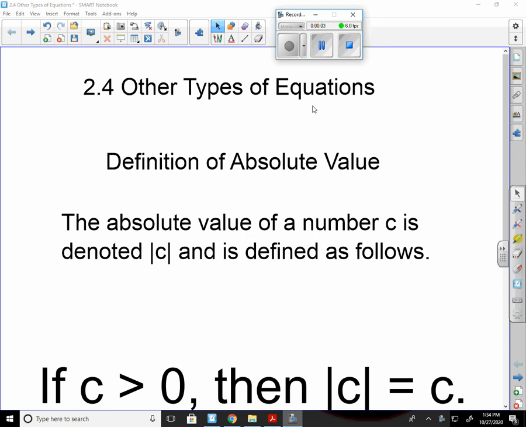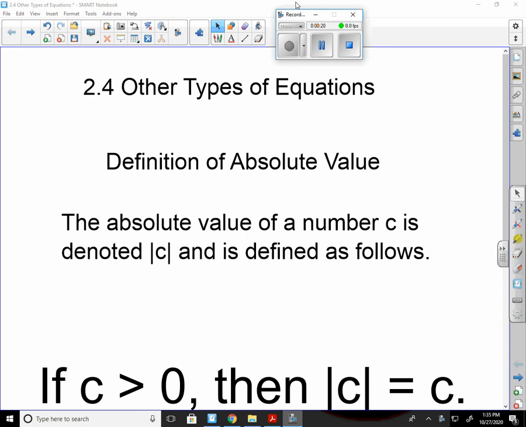Today we're moving on to section 2.4, other types of equations. Section 2.3 is just a lot of applications. It's a lot of word problems, and they can be pretty difficult. Plus, they're really tedious to work through. So we're just going to skip that section and move on to the next one.